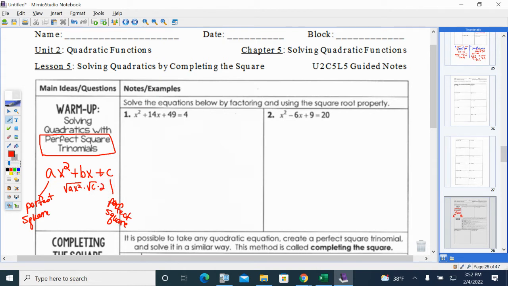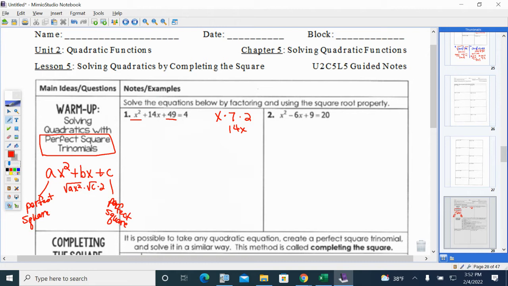times a 2. Okay? So when I look at this number 1 that's here, it says x squared plus 14x plus 49 is equal to 4. When I look at that, just the left side, forget the 4 for just a second, I automatically see that that's a perfect square trinomial. And the reason is, if you take the x squared and square root that, you get an x. Square root of 49 is a 7, and then we need that 2. So x times 7 times 2 is equal to 14x, which is exactly what our middle term is.